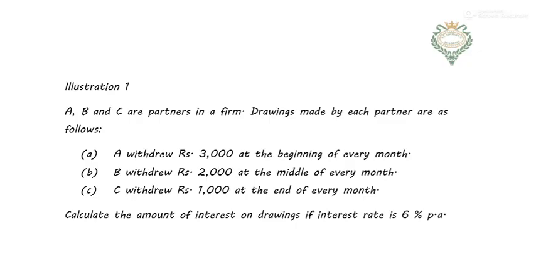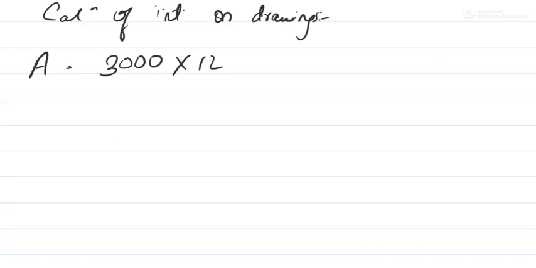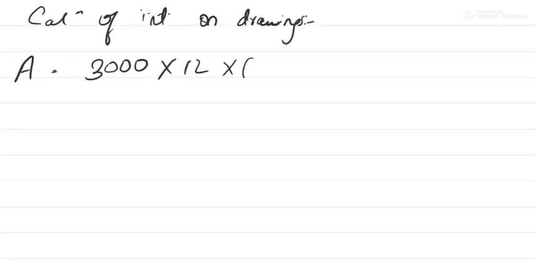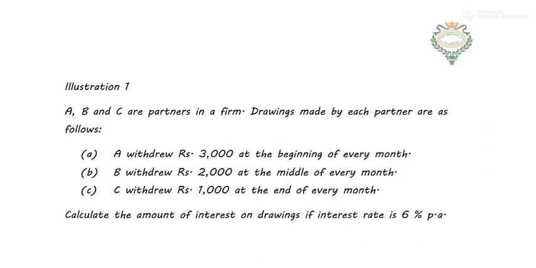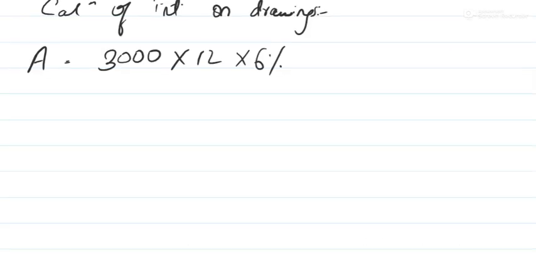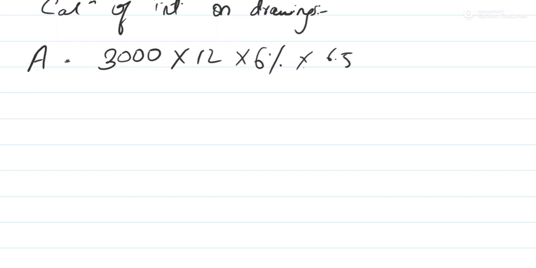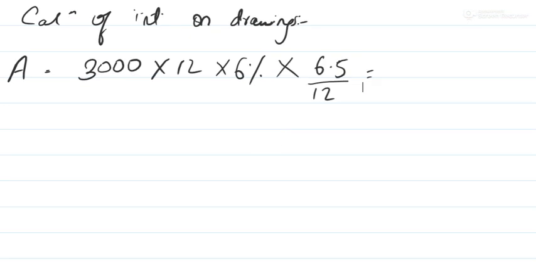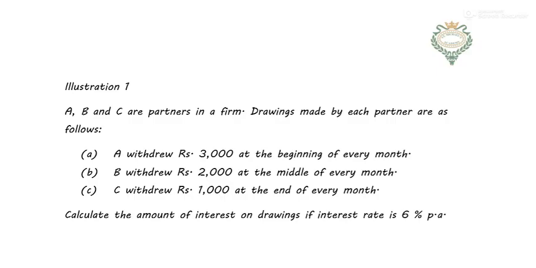Now what is the rate of interest? The rate of interest is 6%. So 3,000 into 12 into 6%. Now, has he withdrawn it in the beginning? Yes, in the beginning of every month. So into 6.5 by 12. So 3,000 into 12 into 6% divided by 12 into 6.5. So interest is 1,170.